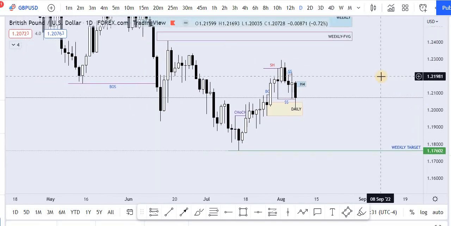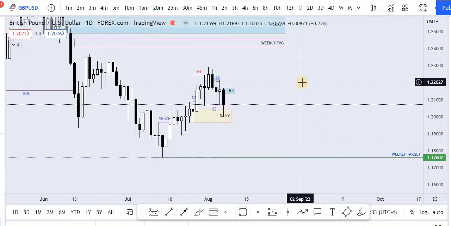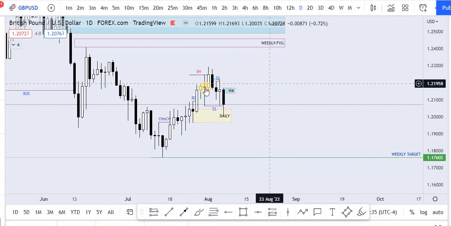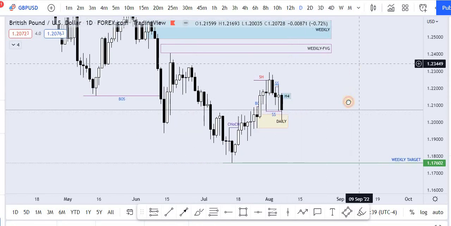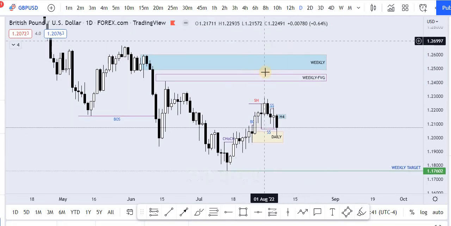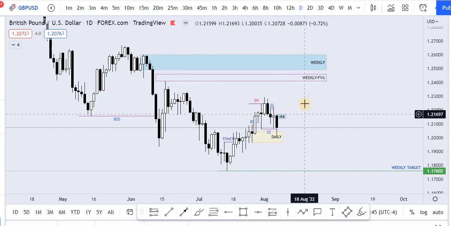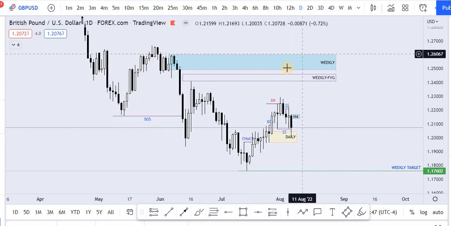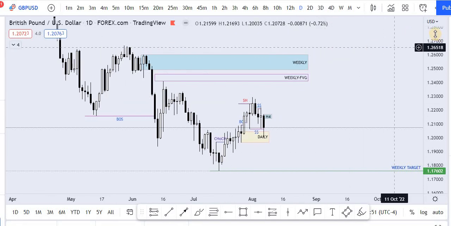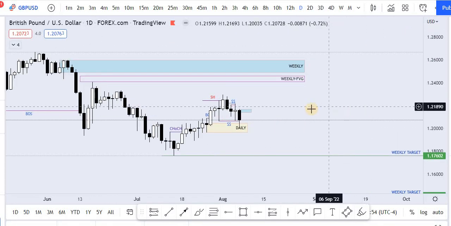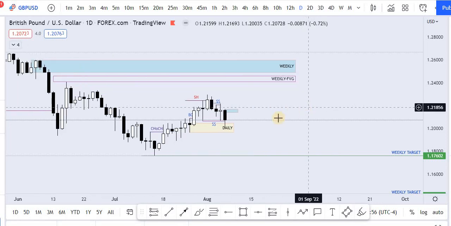So on the weekly we are bearish, on the daily we are bullish. So I'm looking for higher pricing. These supply zones could be the reason for higher pricing, which is also known as draw on liquidity or liquidity pool.